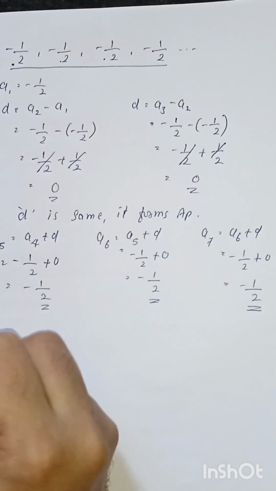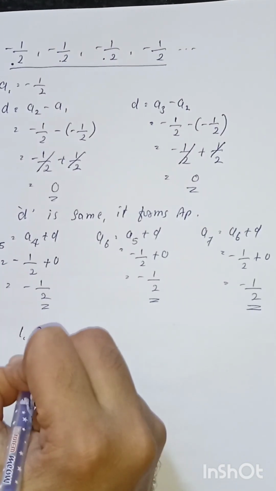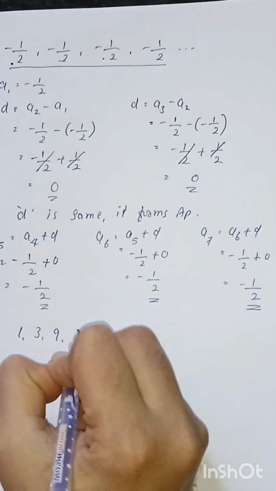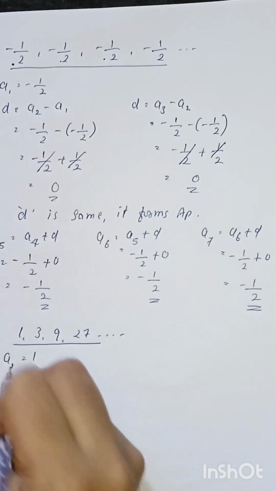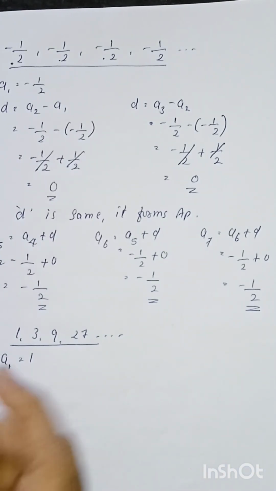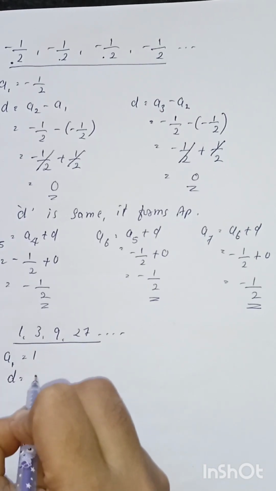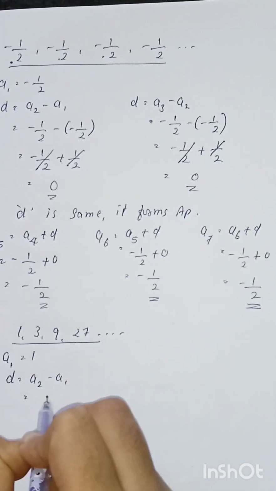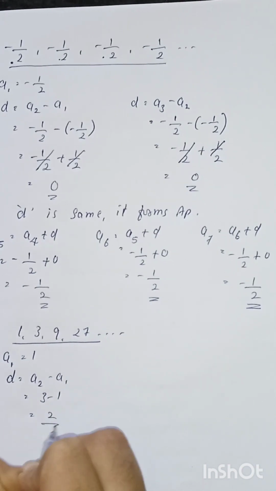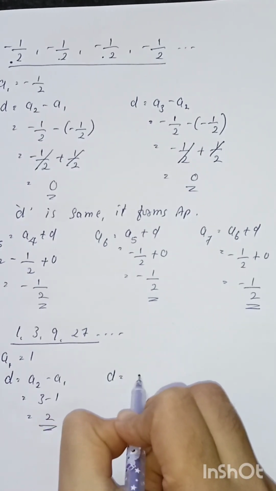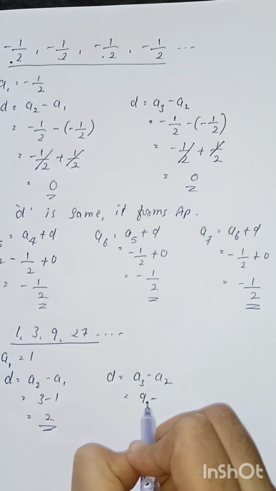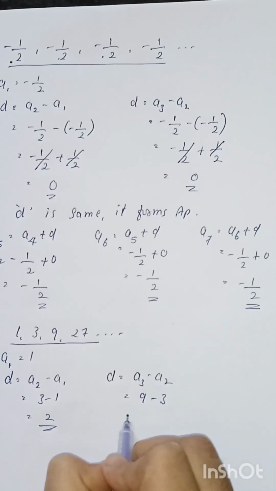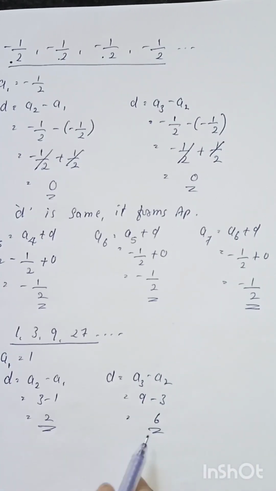Let's do the ninth problem. 1, 3, 9 and 27. In the same way here, A1 is 1, that is the first term. Then take D equals A2 minus A1, that is 3 minus 1, that is 2. In the same way, D equals A3 minus A2. A3 is 9, A2 is 3, that is we got 6. So the common differences are not same, it does not form AP.